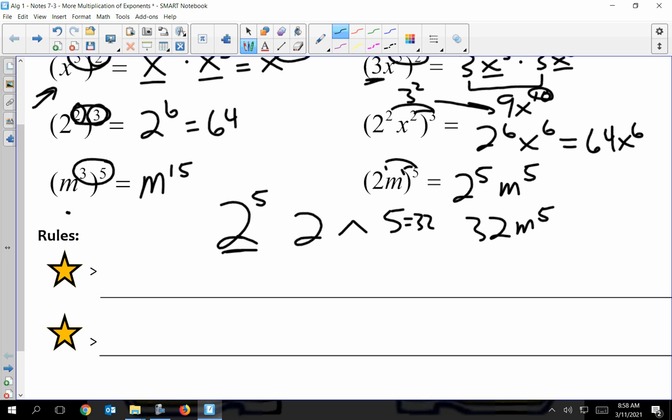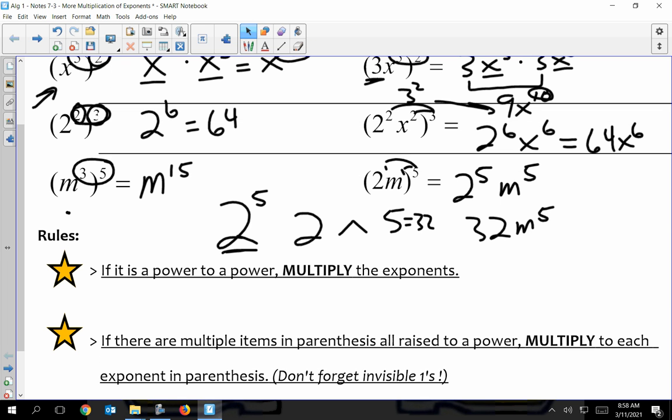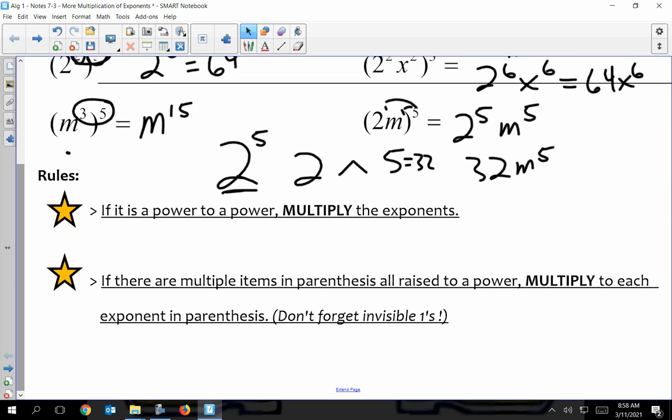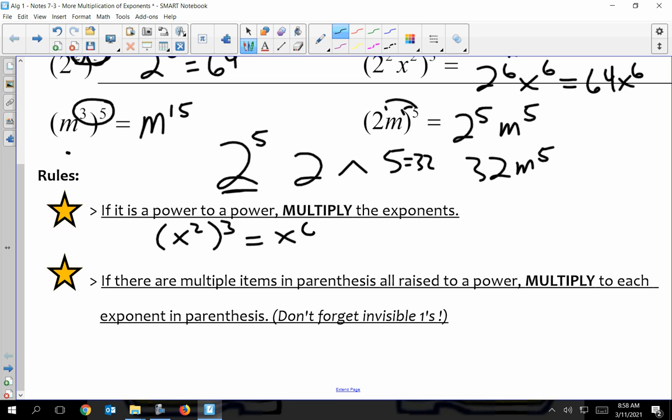So from what we just did here, let's come up with a couple rules. Okay, if it's a power to a power, multiply the exponents. So that really means that if you have a number or something similar like this, that's a power to a power. So I want to be able to multiply it to get that. So write that example down with that definition.